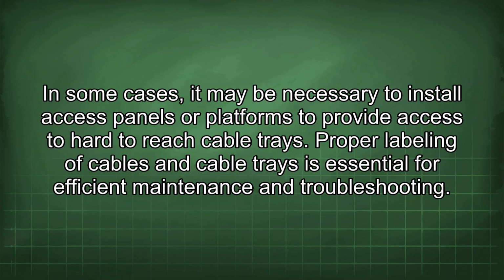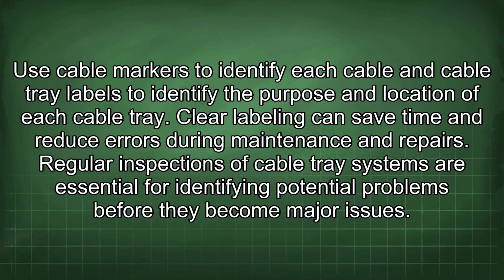In some cases, it may be necessary to install access panels or platforms to provide access to hard-to-reach cable trays. Proper labeling of cables and cable trays is essential for efficient maintenance and troubleshooting. Use cable markers to identify each cable and cable tray labels to identify the purpose and location of each cable tray. Clear labeling can save time and reduce errors during maintenance and repairs.